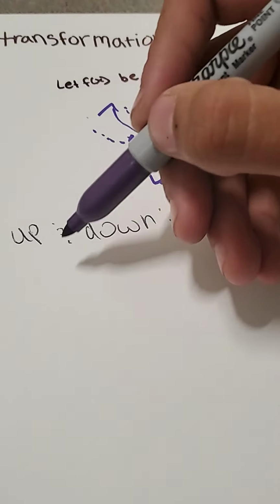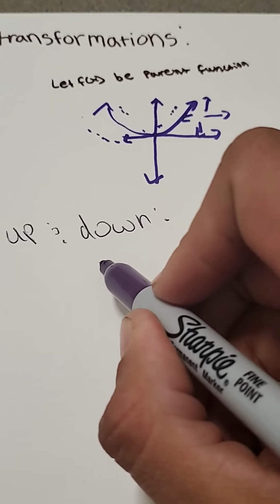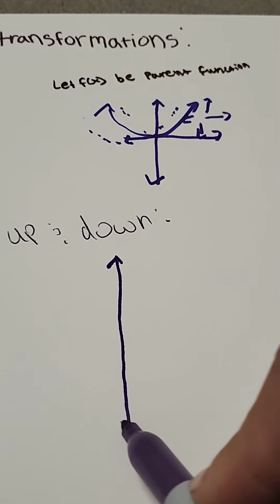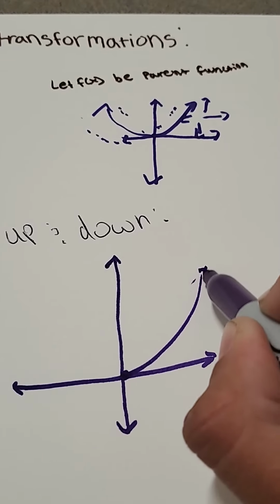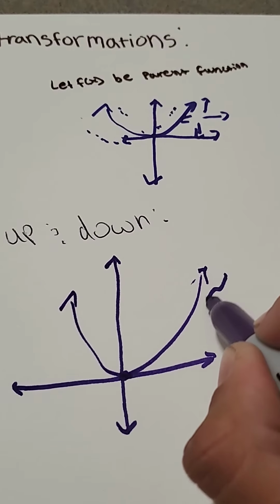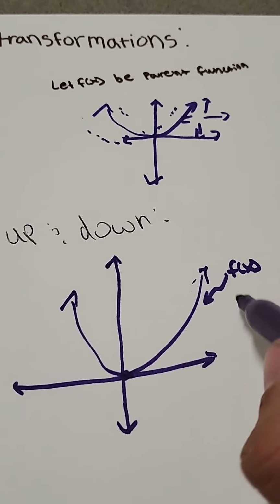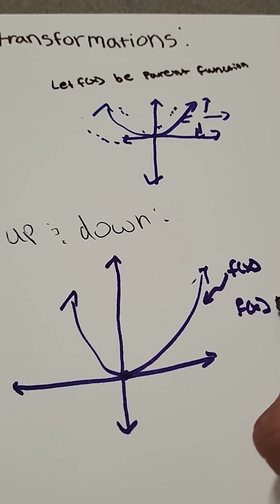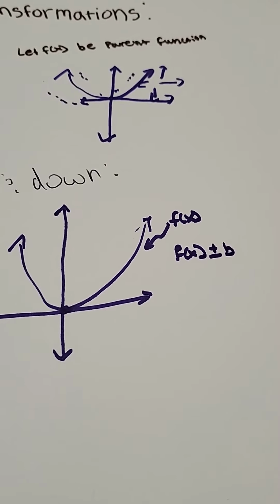Okay, so let's let f be a random curve. It's going to be an easy parabola, which we won't get into until quadratics, but we'll talk about this. Okay, so let's let this be f of x. All right. So to move the graph up or down, we add or subtract outside, and we add a factor. Let's call that b.